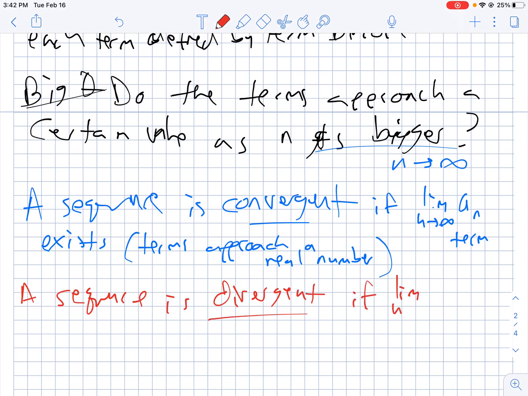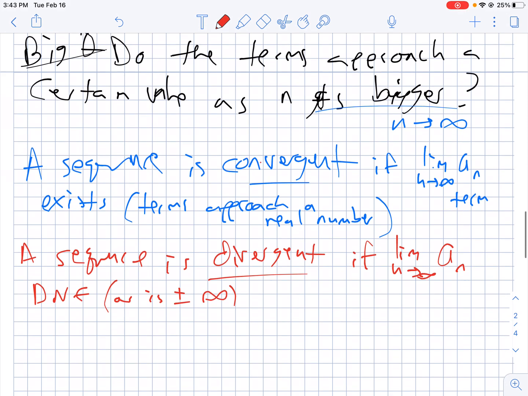And if you take that limit as n goes to infinity of a sub n, if that limit does not exist, or is plus or minus infinity. So that's what you're basically saying. If you have an equation, you just take a limit as to what's going on there.